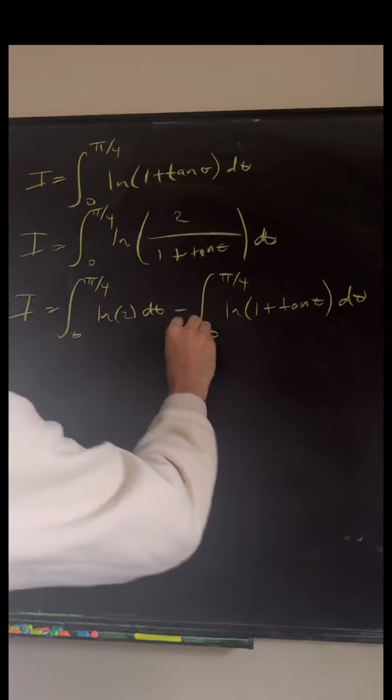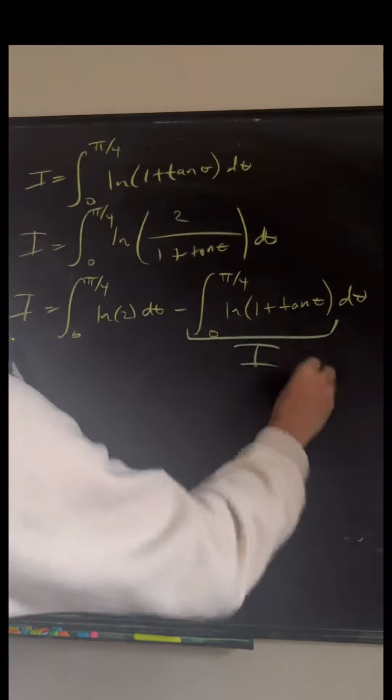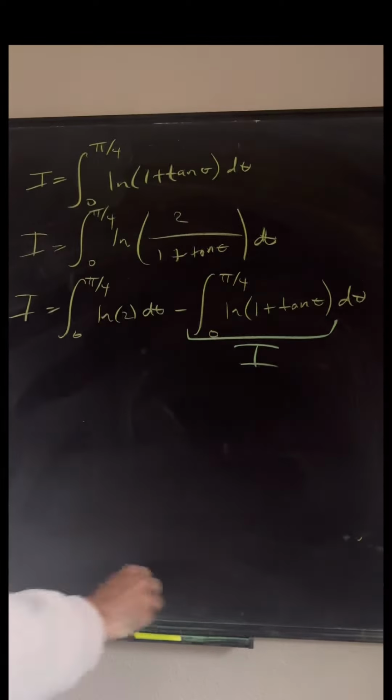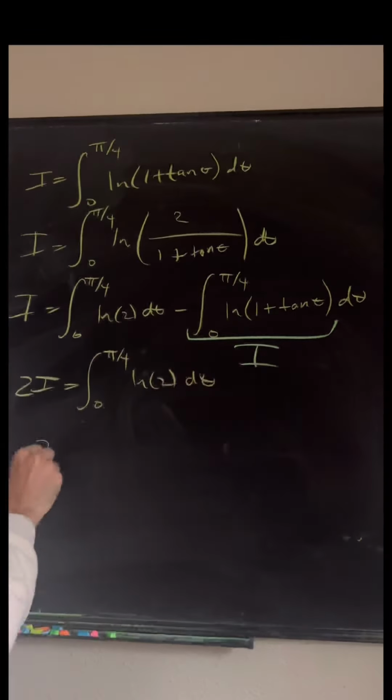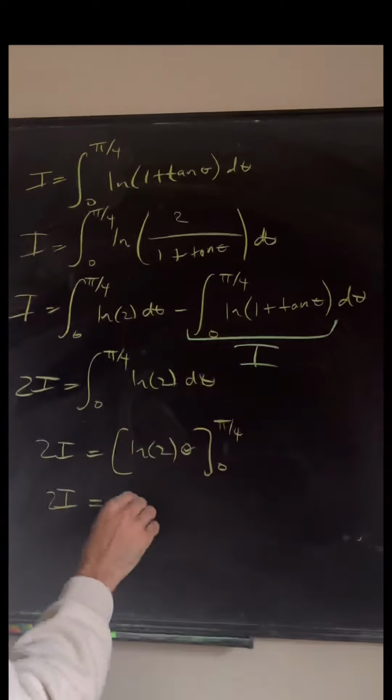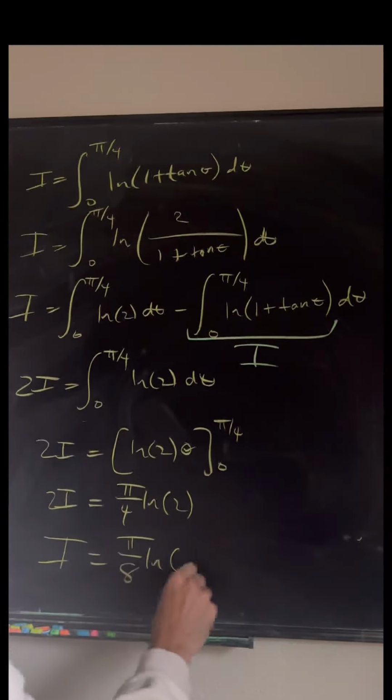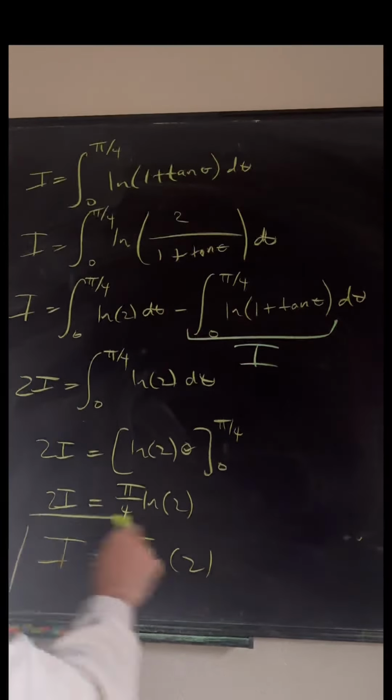And notice that this one is the same integral as the original, so we can go ahead and move this to the other side, which gives us twice the integral is equal to some basic integral that we can easily solve on the right hand side. And now we divide by 2 and we find an easy solution to the challenge problem.